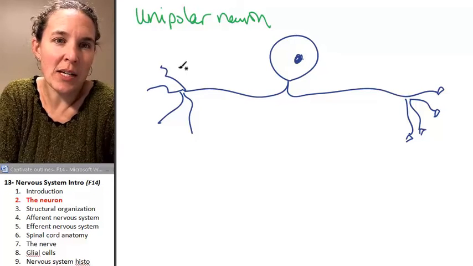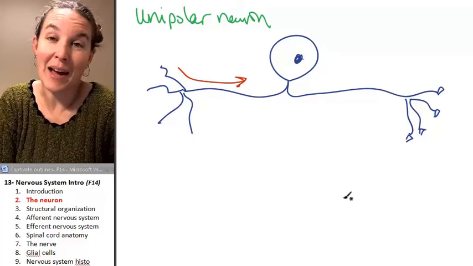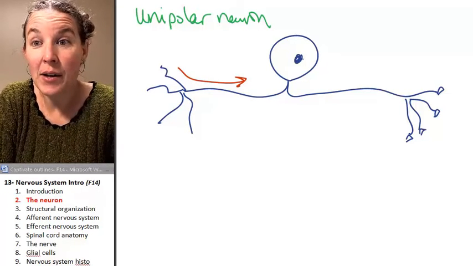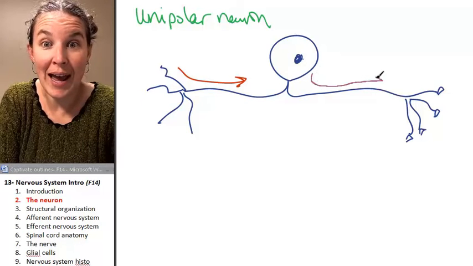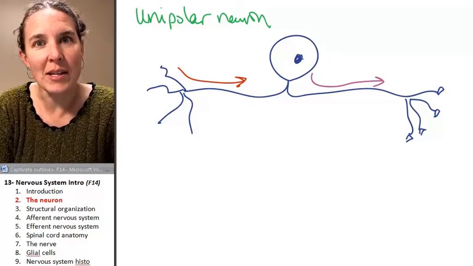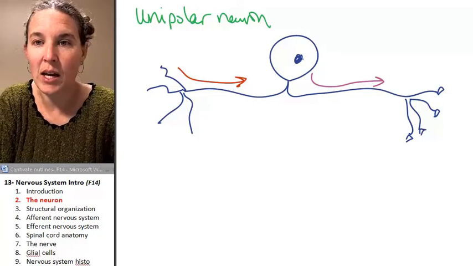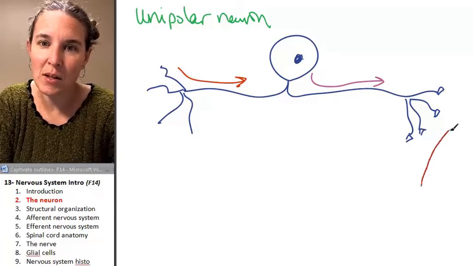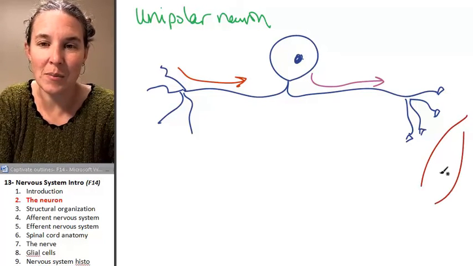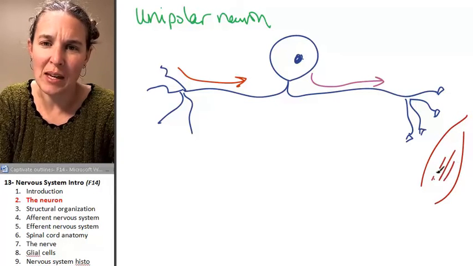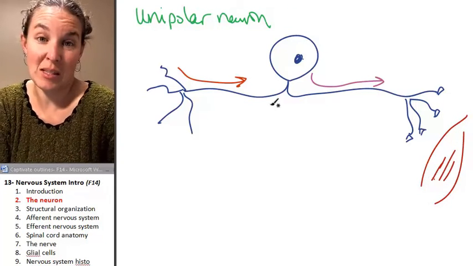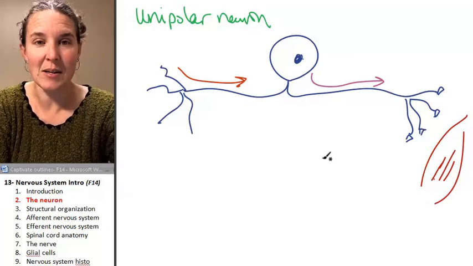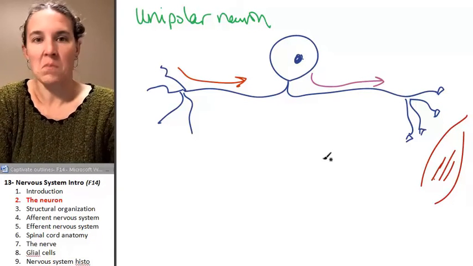And here's the deal. How did I know those were dendrites? Because the information passes toward my cell body. How did I know that this was my axon? Because the information passes away from my cell body to a synapse, which is going to do something, which might be to an effector. Most of the time, this particular type of neuron isn't. Can you see your parts? Totally.